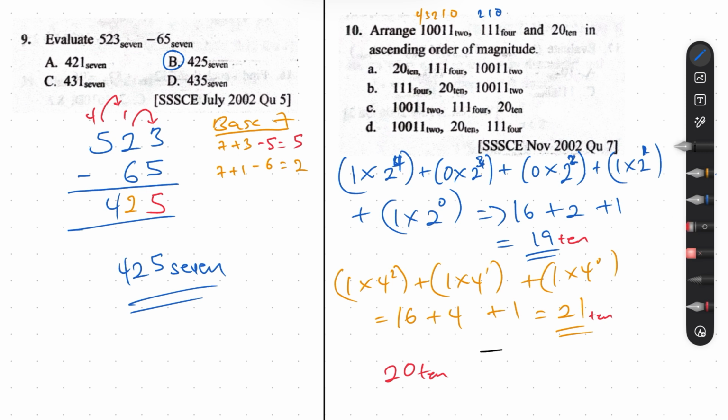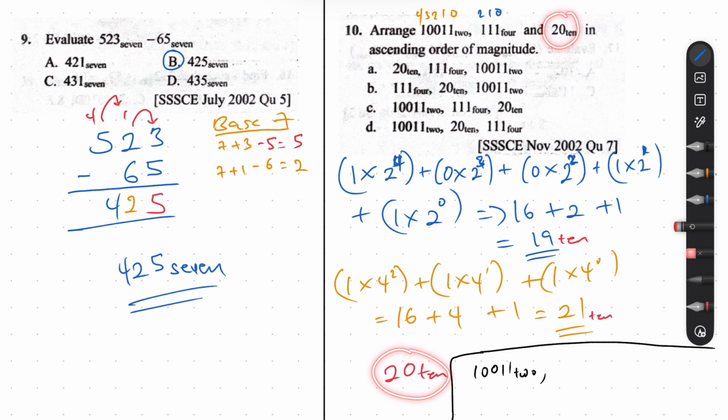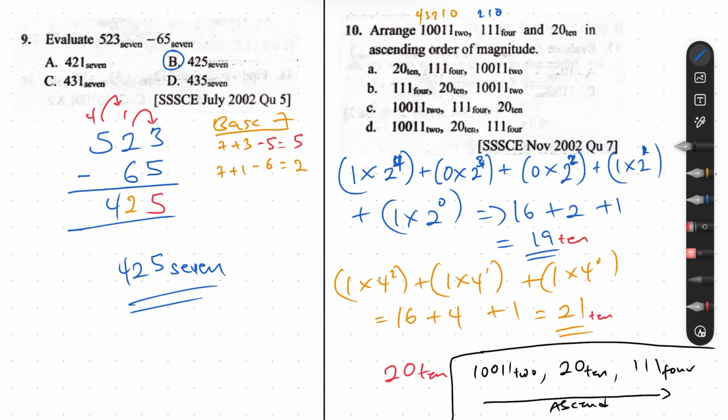So let's create a small list. We have 10011 base 2, comma. What's the next one? 20, which is base 10 here. 20 base 10, which is already in base 10. So, 20 base 10, and finally we have 111 base 4 in ascending order. Okay, ascending. So that is our answer.